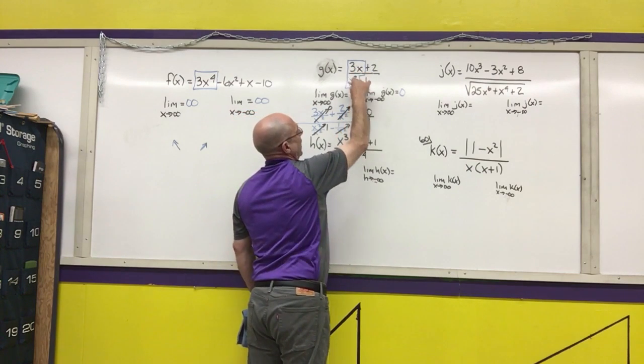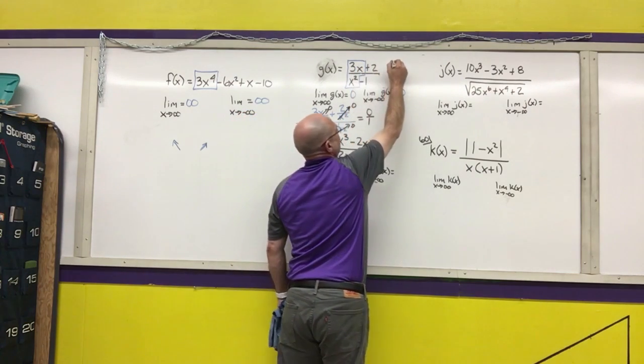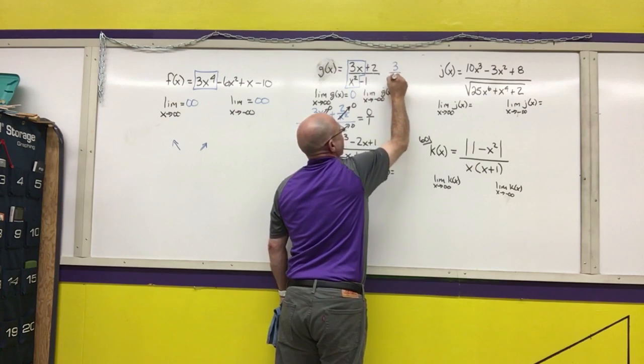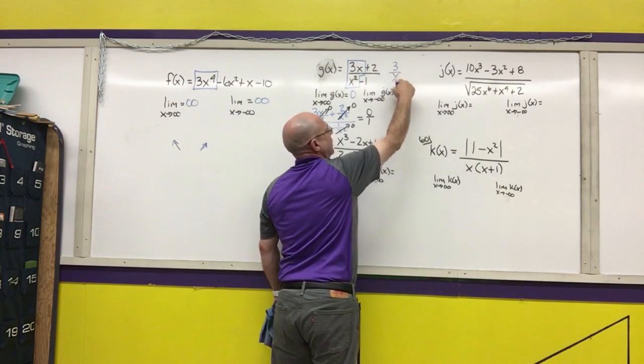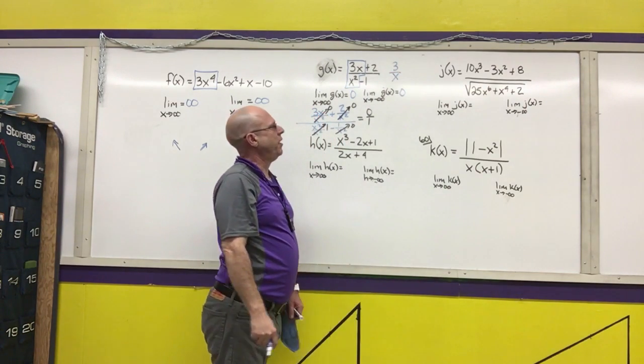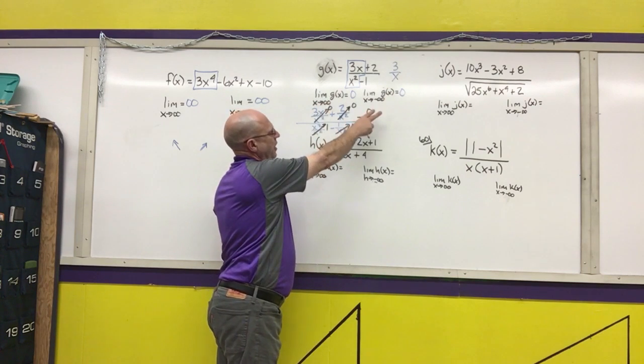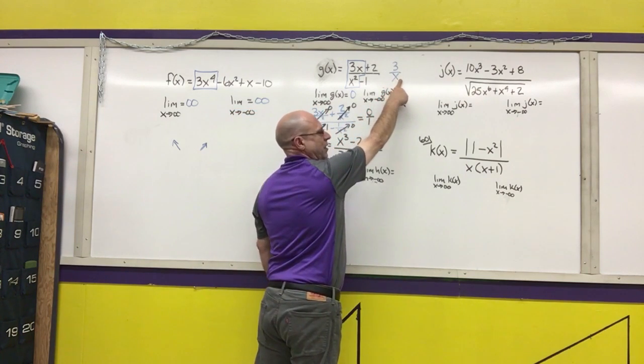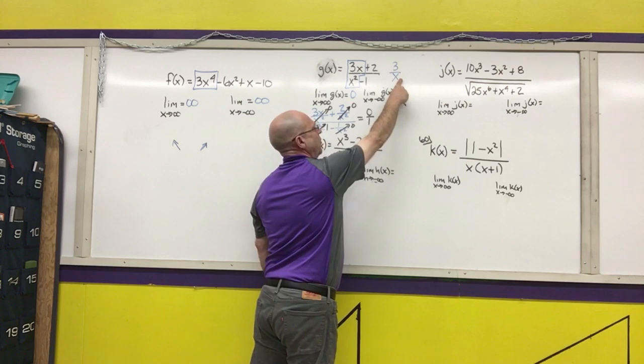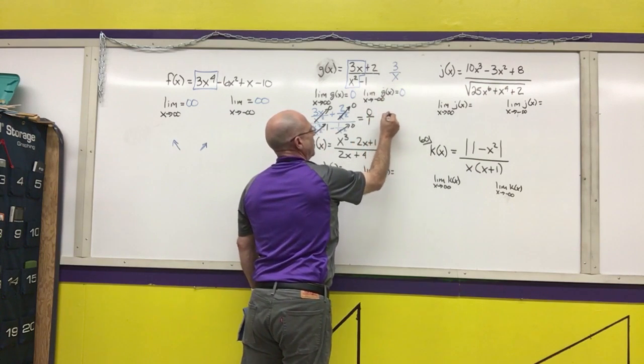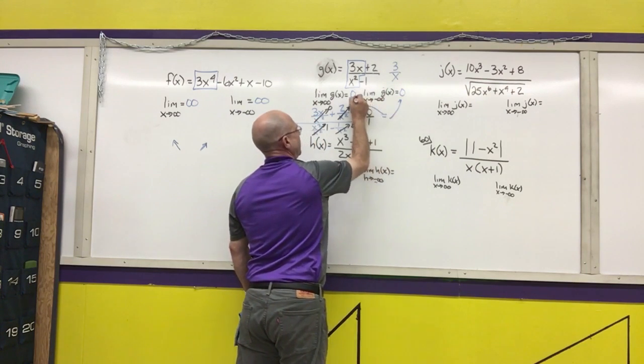So if I were to simplify this function, it simplifies to 3 over x. And now if I evaluate the limit of a constant over a variable as x approaches infinity or negative infinity, that's our memorized reciprocal graph, which approaches 0, which gives us the same 0 that we got before.